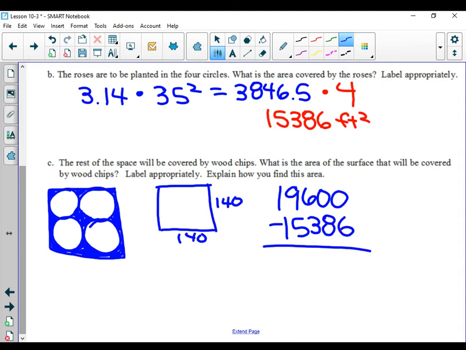Also, if you don't measure ahead of time and you get to Home Depot and you're standing in the garden section and you say, I need some wood chips, they're going to say, well, how much? I don't know. You're going to look real silly. Got to measure ahead of time. So, anybody get 4,214? Yeah. Yay!